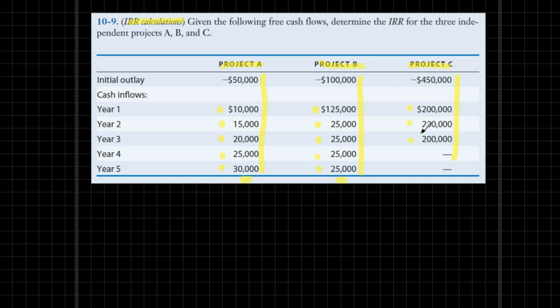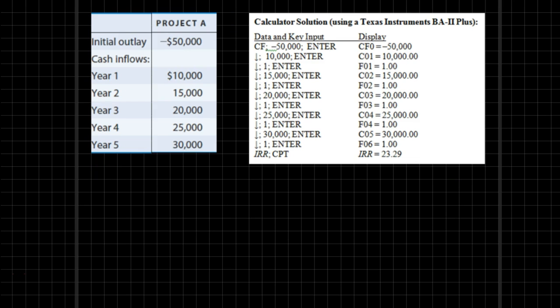The implication for project C is that you can either use the third row of your calculator or the second row. But for projects A and B, you have no other option; you have to use the second row of your financial calculator. Now let's analyze all three projects one by one. So let's start with the first one.